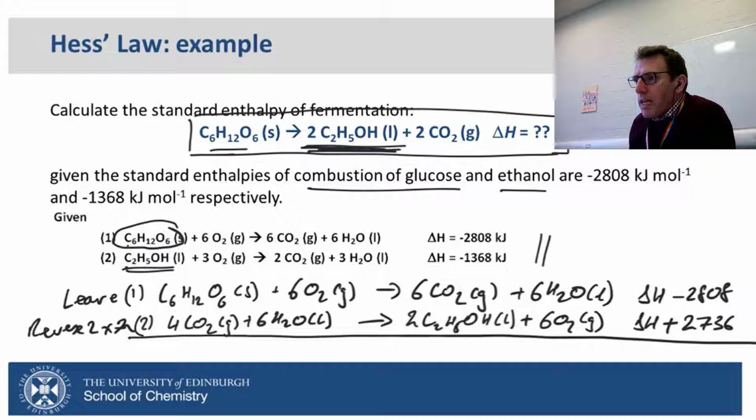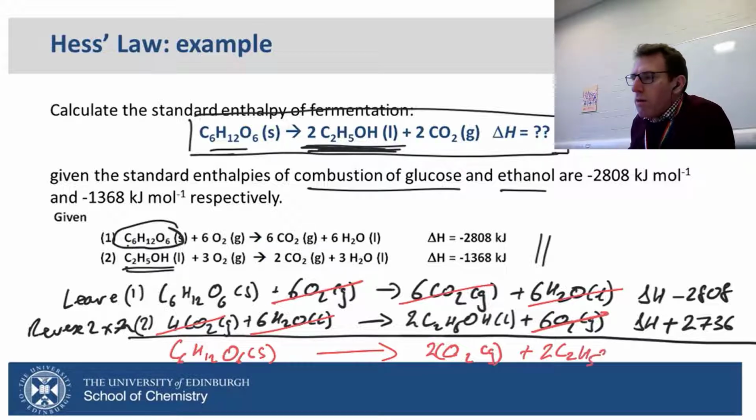If I sum these up, I can cancel out some of the reagents on both sides. We see that, for example, we have 6 waters on our reactant side, they cancel with 6 waters on the product side, there's no reaction there. 4 of the carbon dioxides on the reactant side are cancelled out, so we're left with 2 carbon dioxide on the product side. 6 oxygens cancel out with 6 oxygens, so I'm left with C6H12O6 as a solid forming 2 CO2 plus 2 moles of ethanol.